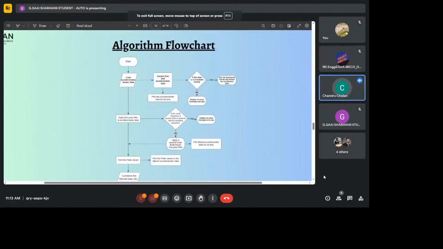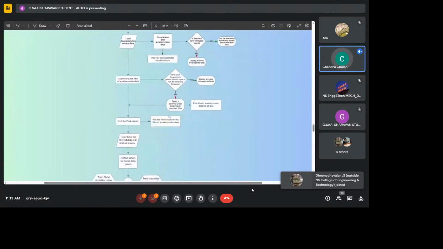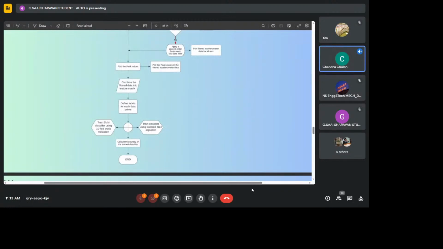And then after finding the peak values, we have to combine the filtered data into a feature matrix, which helps in labeling the data. And after labeling the data, we have tried machine learning algorithms called support vector machines using tenfold cross validation, and also trained the classified boosted tree algorithm.